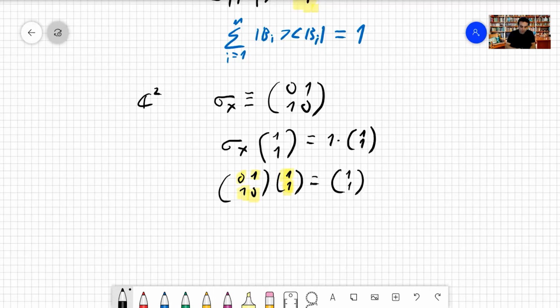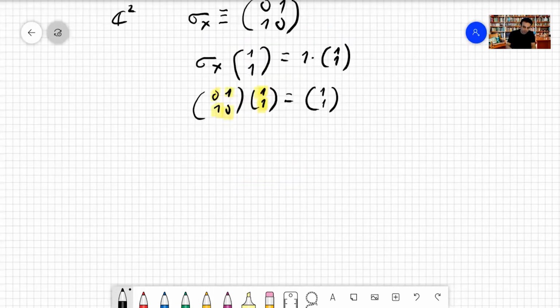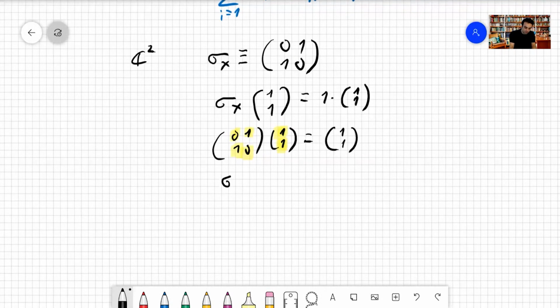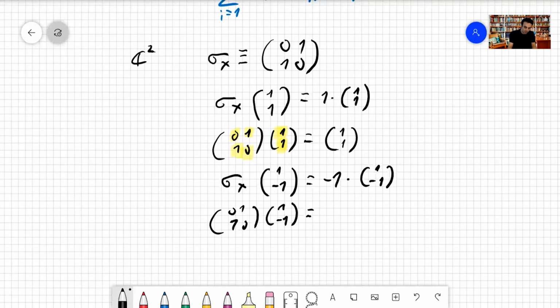Okay, and the other eigenvalue is -1. So sigma x times (1, -1) is equal to -1 times the same vector, which means it's an eigenvector. So let's see, (0, 1, 1, 0) times (1, -1): I have 0 times 1 plus 1 times -1, that's -1. I have 1 times 1 plus 0 times -1, so that's 1, which is -1 times the original vector. Okay, so I have two eigenvectors with the two eigenvalues, 1 and -1.